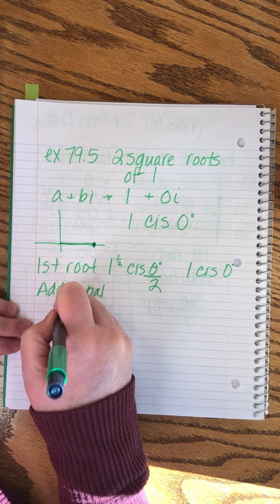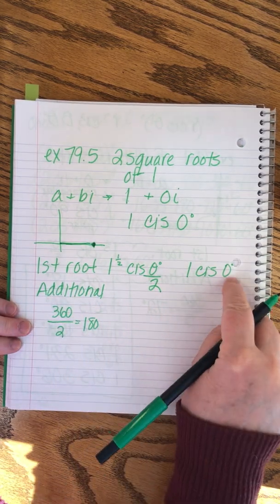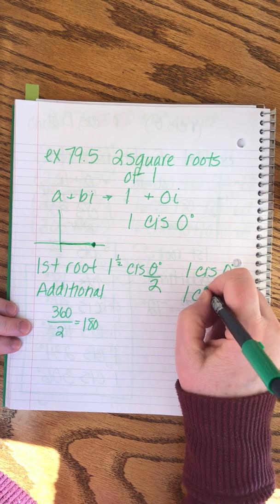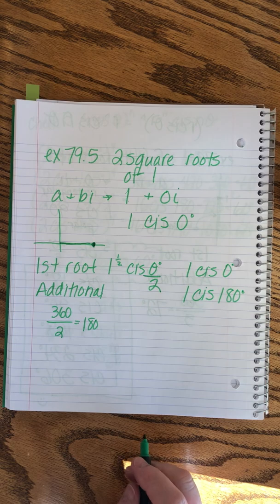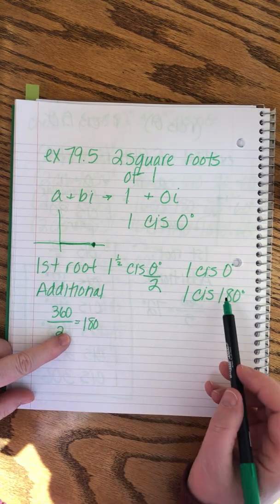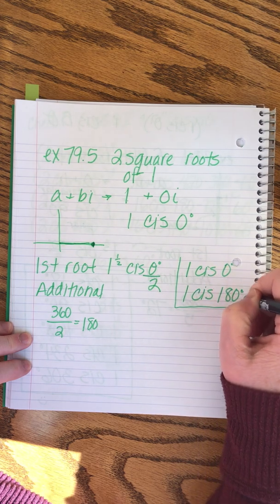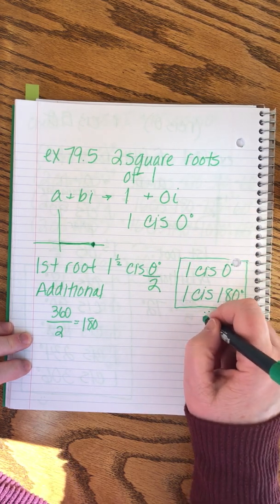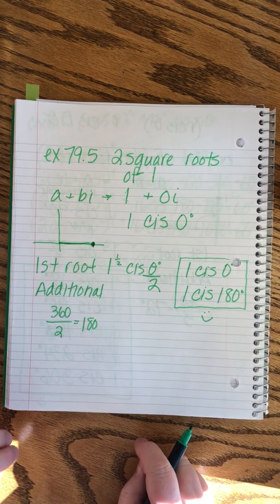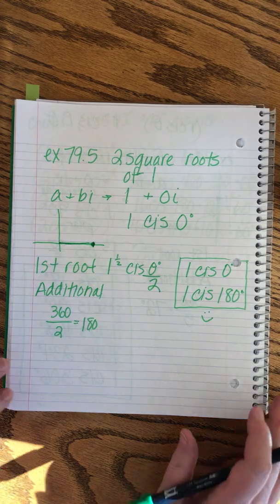We take 360 and we divide it by 2. That equals 180. So we add 180 to 0 and we get 1 cis 180 degrees. And we're done because we only need 2 roots, and we notice if we added it one more time, we'd be at 360, and we don't want to be at 360. We want it to be less than 360. So this is the answer to this one. Oh, well, that's much more manageable, isn't it? Number 6.